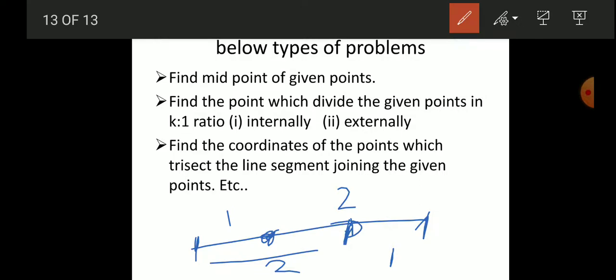It divides the distance into 3 equal parts. So you can easily find them: first take the ratio 1:2, then divide in the ratio 2:1, and then you can easily calculate the points of trisection. So these are the types of problems which you can solve by using the section formula. Okay, thank you.